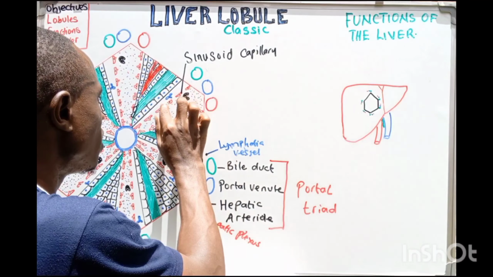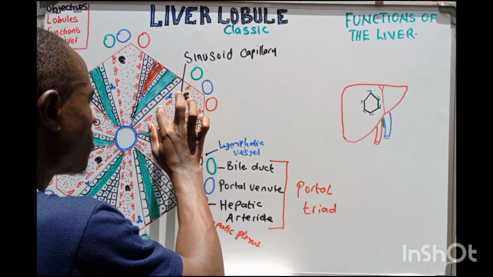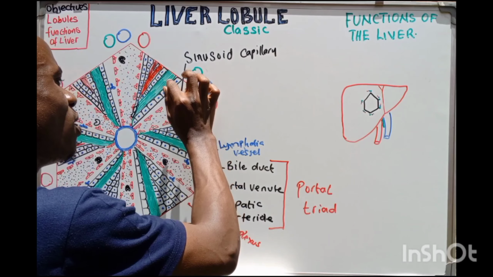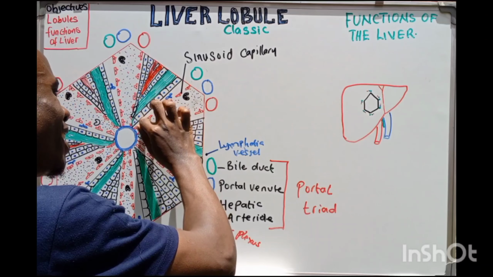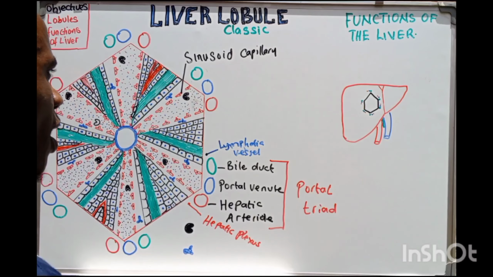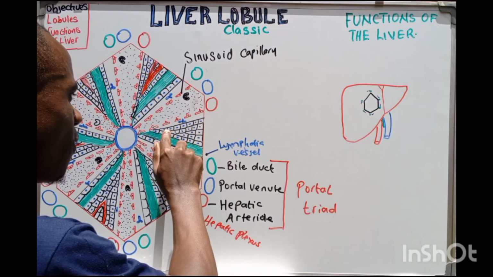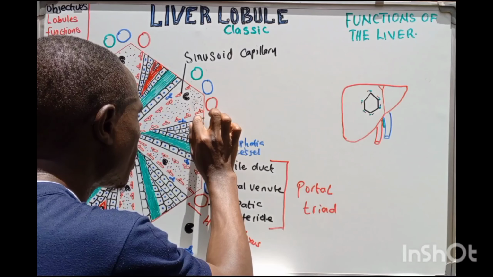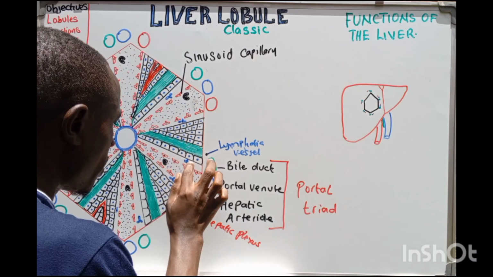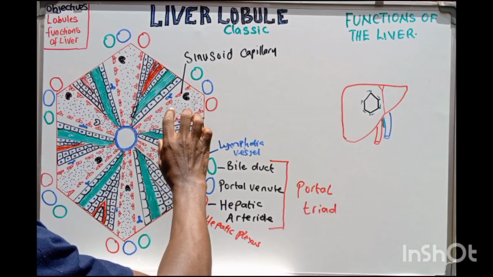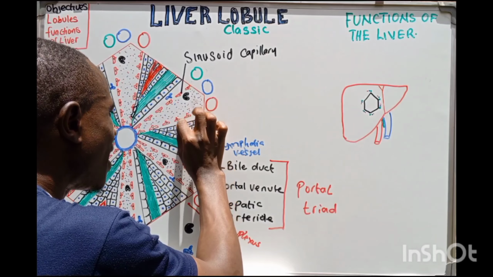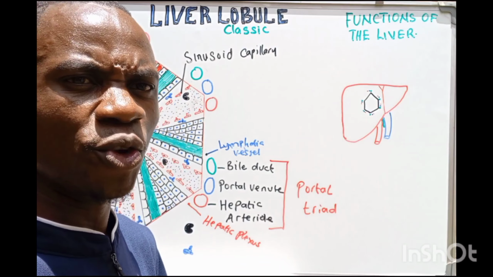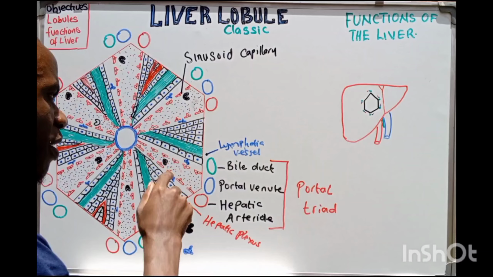They're going to be having a lot of these big gaps. You see these big gaps? They are what we call the fenestrations that are going to be allowing all the nutrients to pass from here and enter into this space. Before we reach these cells which are like a plate, we have this space here, from the sinusoid capillaries. In other words, we have another important space which is going to be allowing for the exchange of nutrients before they access the hepatocytes.